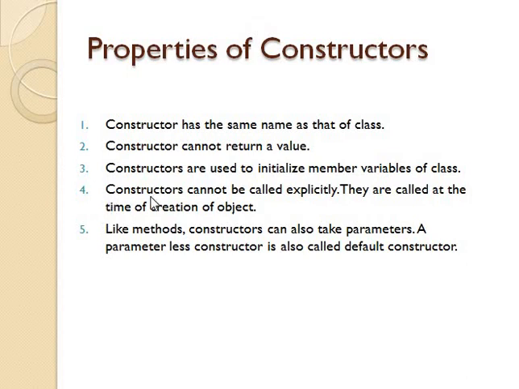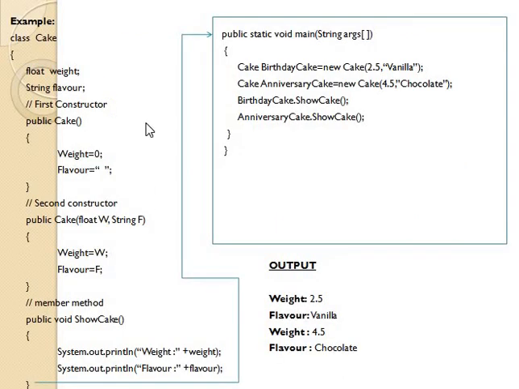Now see the fourth point. Constructors cannot be called explicitly. They are called at the time of creation of objects. Now if you consider this program, where do you think you create the objects? Do you create the objects inside the class? No.